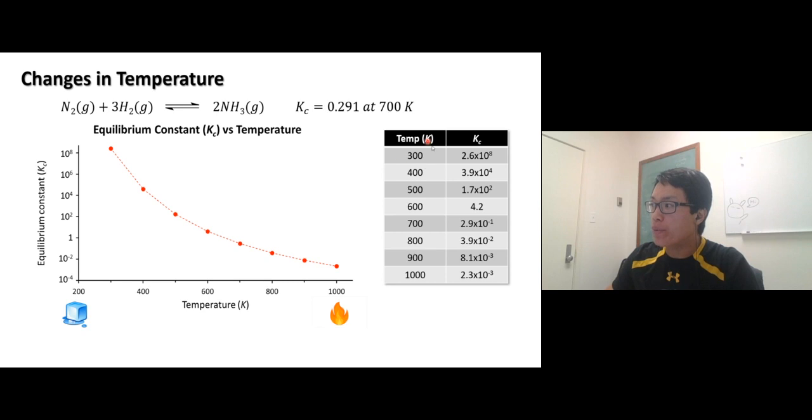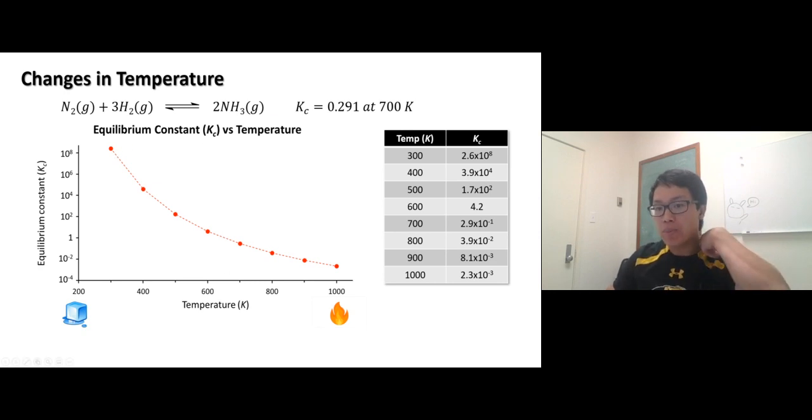At low temperature, 300 Kelvin, the Kc of this equilibrium is really high, 10 to the 5th or so. Really favors ammonia. But at high temperature, as high as 1,000 Kelvin, Kc is really low, 10 to the negative third. That's why this equilibrium is not suitable to make ammonia at high temperature, because at high temperature, this equilibrium favors the reactant. But at low temperature, when it favors the product, the reaction is really slow. I mean, it's not suitable to make ammonia.